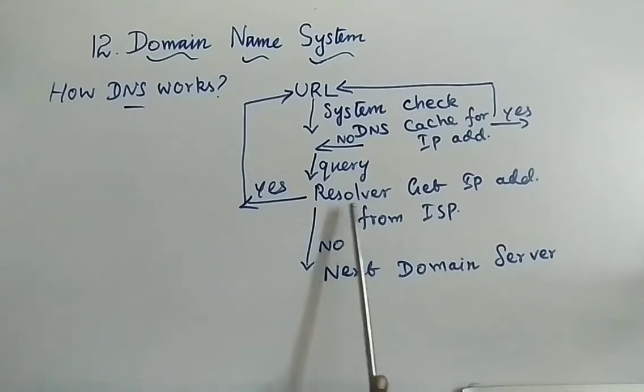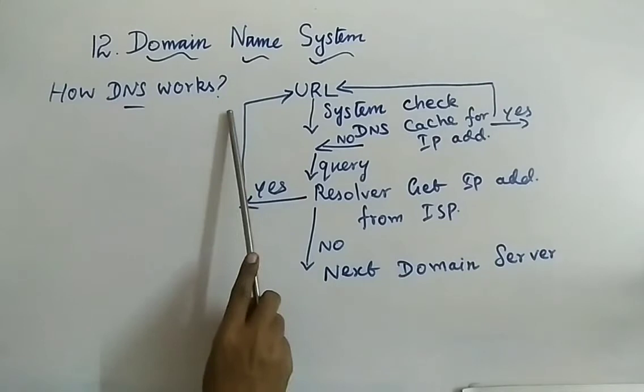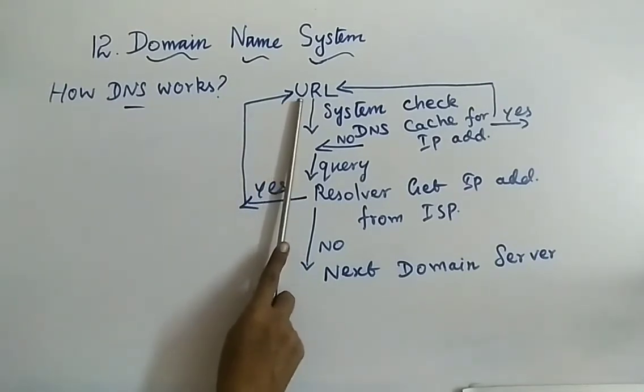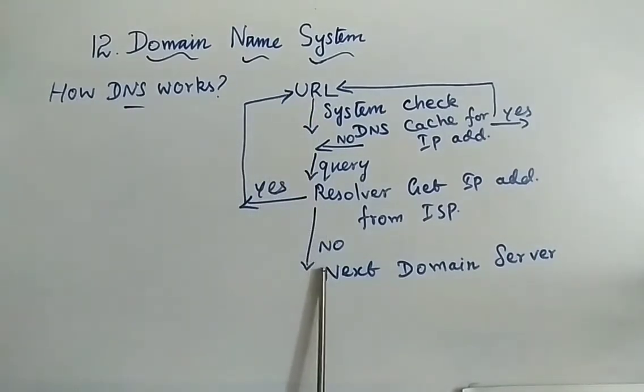If it is able to find the answer in that zone itself, it will be immediately sent back to the URL, that is, your computer. The person who is typing the URL immediately gets the result. If it is no, again the query is made and passed on to the next domain level. The query is passed on to the next domain level. If it has the answer, yes, the result is given back to the resolver. The result is what? The IP address is given back to the URL.